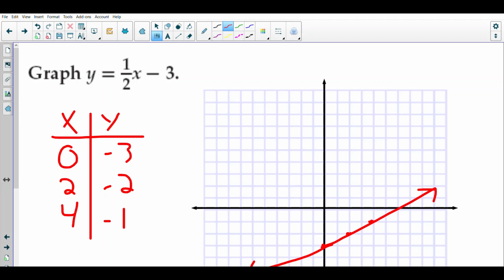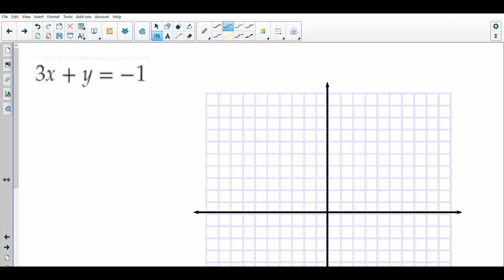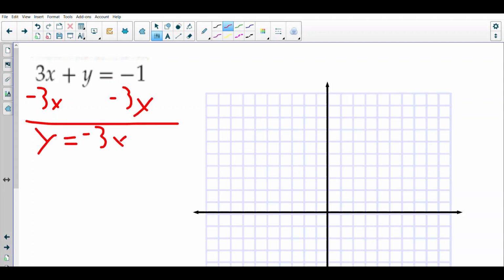Next one, 3x plus y is equal to -1. Well, in this case, we're in standard form, but I'm not really a fan of how it's set up. So I'm going to move that 3x to the other side. So then I have y equals -3x minus 1. Now it's a little bit easier to make that t-chart.